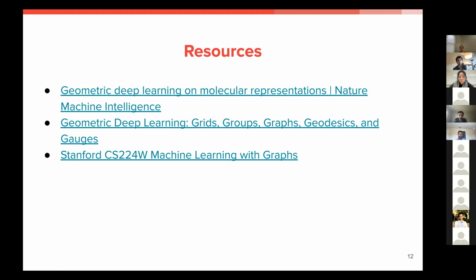And here are some resources on geometric deep learning. The first one is a link to the paper. If you're interested in the topic, you're very recommended to take a look.